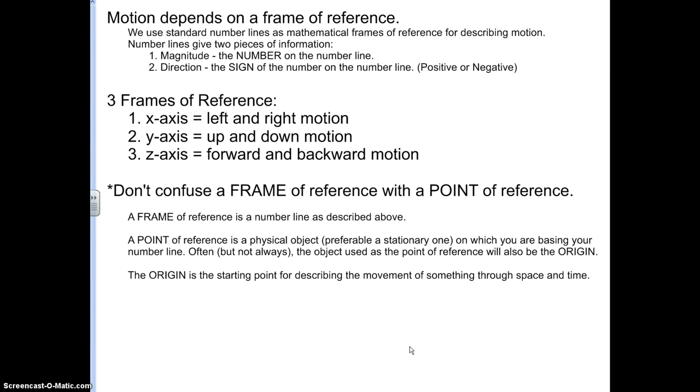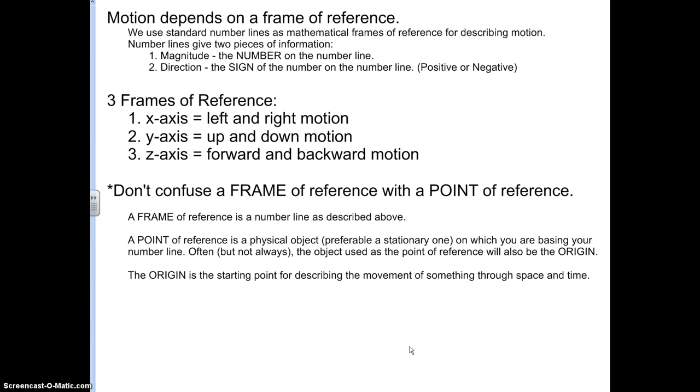Now don't confuse a frame of reference with a point of reference. The frame of reference actually represents the entire number line. The point of reference is a specific position on that number line. And so we would pick some object to be our point of reference, and we would make that 0 on our number line. So in the case of our x-axis, we said that the positive direction is to the right and the negative direction is to the left.